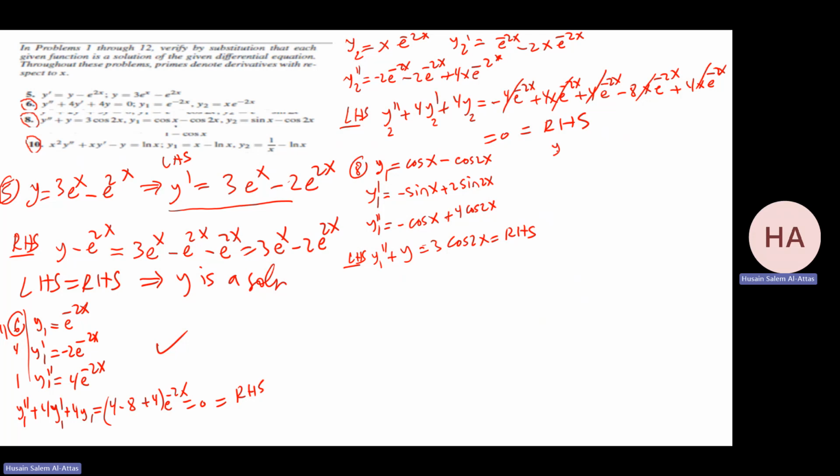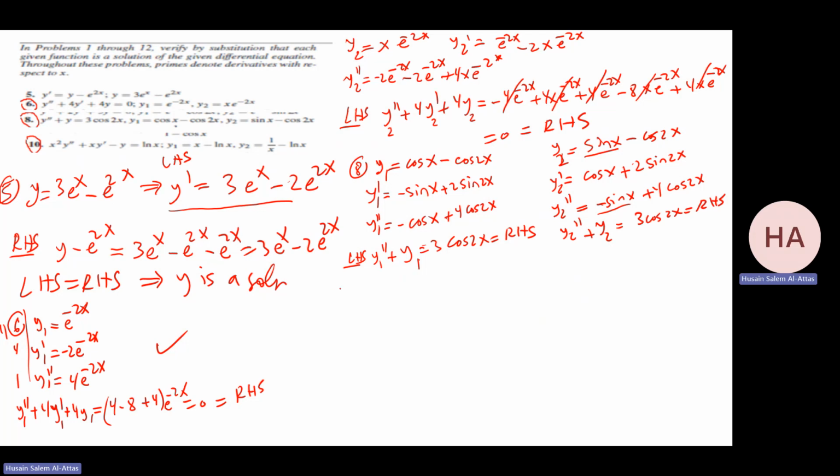Let me do the second one. y2 equals sine x minus cosine 2x. y2 prime will be cosine x plus 2 sine 2x. y2 double prime will be minus sine x plus 4 cosine 2x. So y2 double prime plus y2: this cancels with this, and I have 3 cosine 2x, which is the right-hand side.